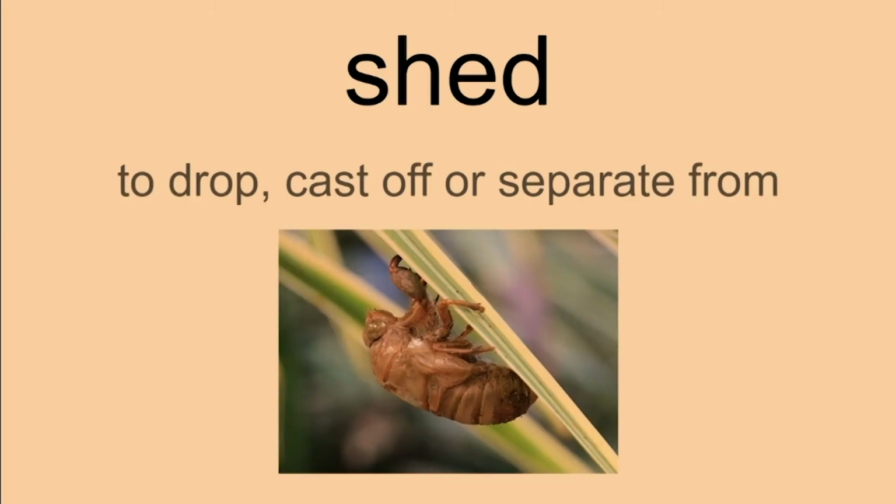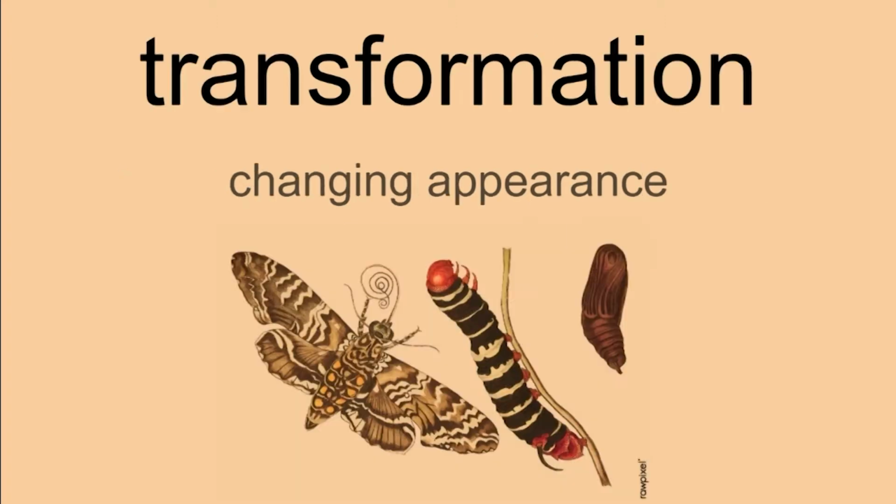Our next word is shed, to drop, cast off, or separate from something. Miss Shakita, can you think of a sentence with the word shed? Yes. A sentence with the word shed is, I shed my jacket when I came in the house because I was hot. What a great sentence. Yes, both animals and people can shed things.